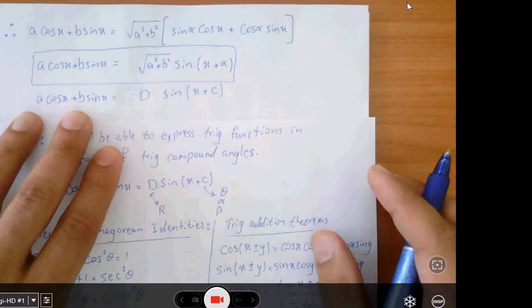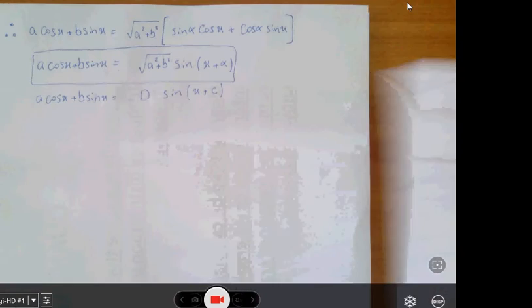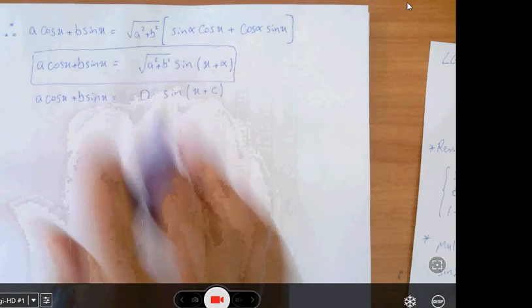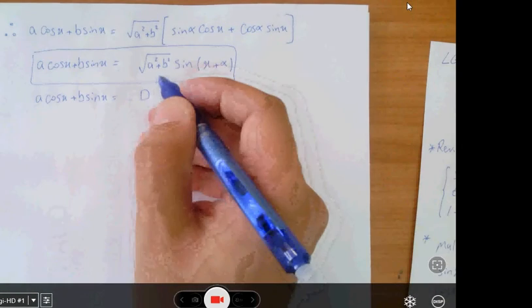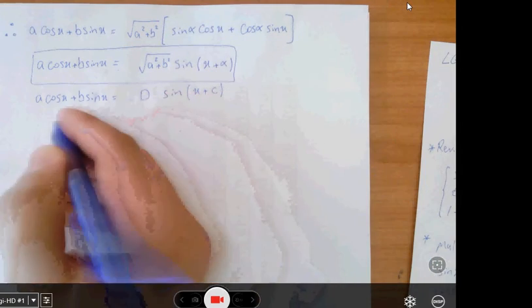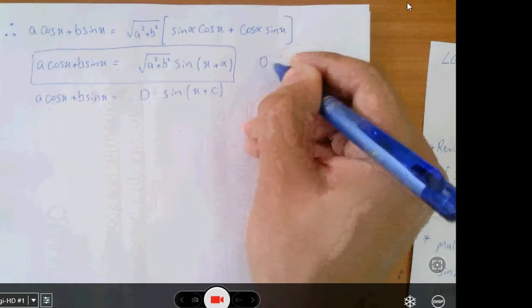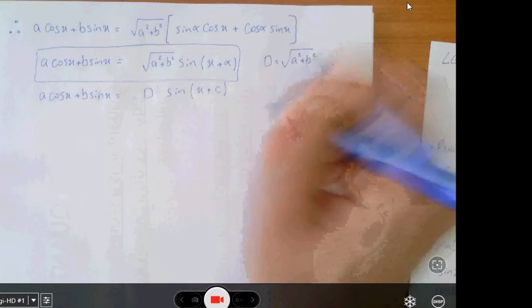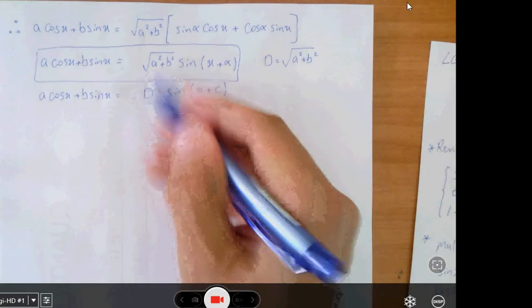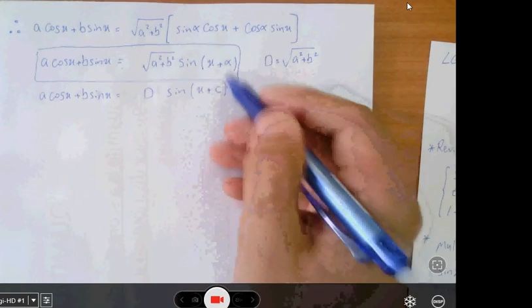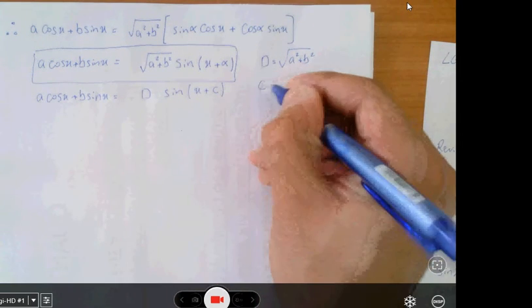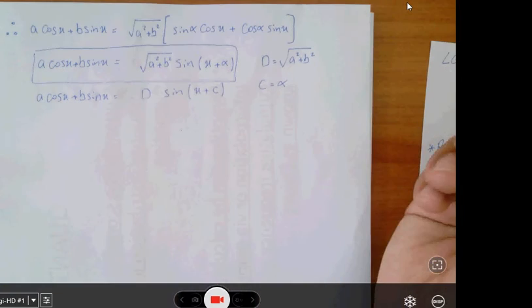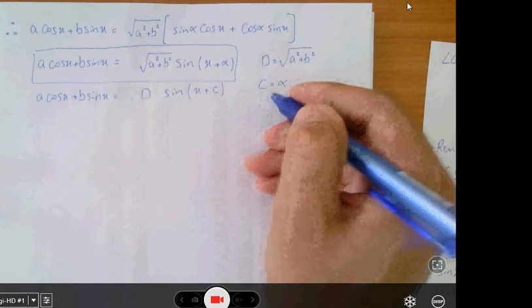Very good. Well, if that's the case, then I can define each one of these parameters, right? In this case, d equals the square root of a squared plus b squared, right? I can see it, correct? X is just x, alpha is c. I told you that c could be replaced by any letter if you want to. And there you go, I'm done.